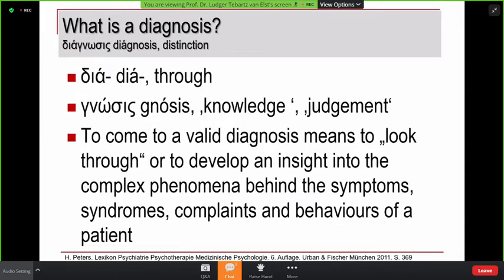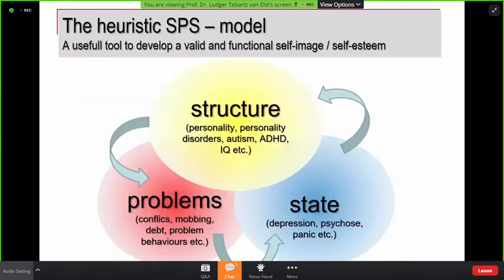It's also interesting to think about the word diagnosis. What does it mean at all? Maybe 10 years ago, I thought diagnosis is the way you come to an etiological identification of a disease, but that is, of course, only the case in a minority of cases. In fact, diagnosis means to look through. Gnosis, the Greek word, means knowledge or judgment, and dia means through. So to come to a diagnosis means to look through the complex mixture of problems, symptoms, states, and what have you when you are confronted with a patient, and to clarify and sort out what this complex mixture of different phenomena is really constructed by.